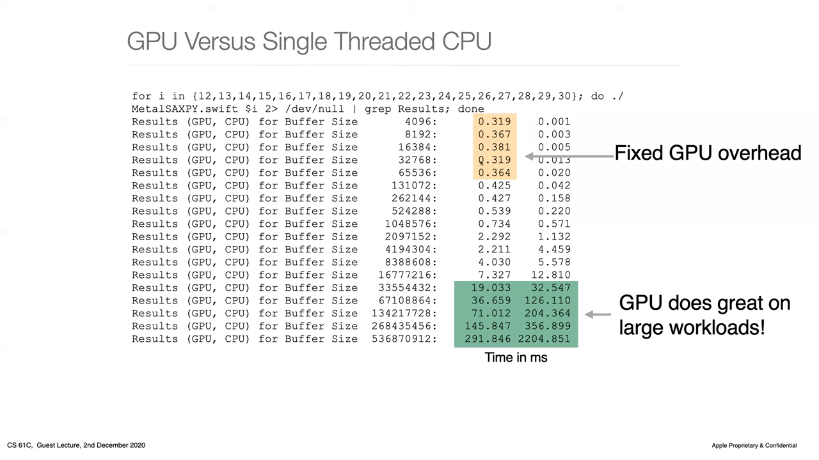What that tells you is there's some fixed GPU overhead going on here, and the CPU is way better. The reason is pretty simple: we're not getting any advantage of parallel processing for these very small buffers. For very small, simple jobs, your CPU is going to do just fine. Once you get up to jobs that are millions or hundreds of millions of elements in size, the GPU is going to do better. So why is that?